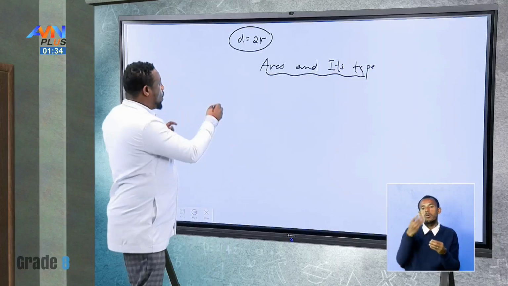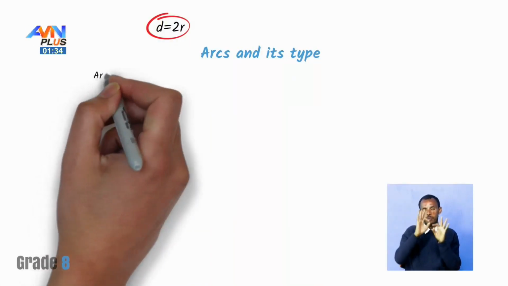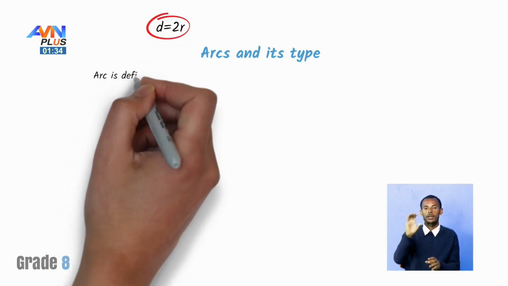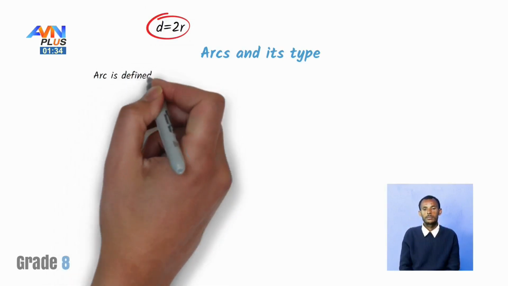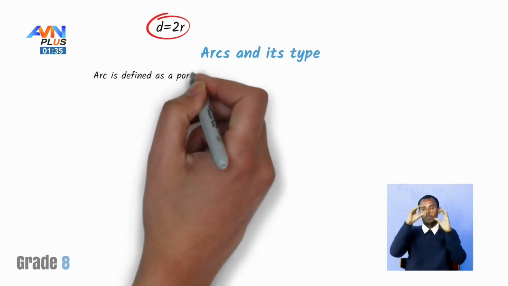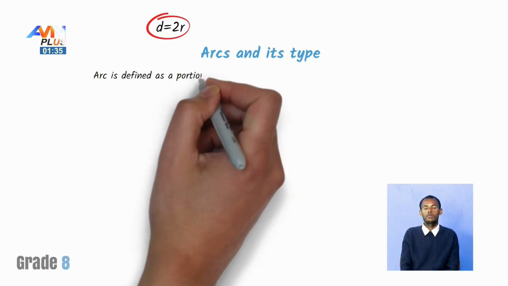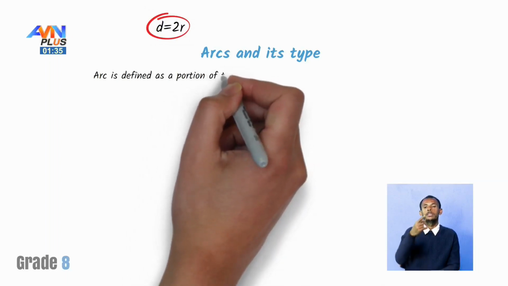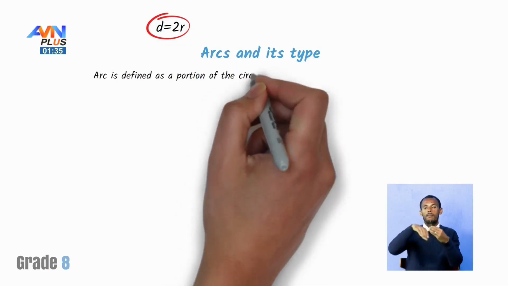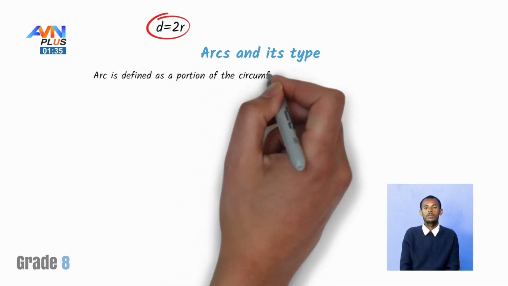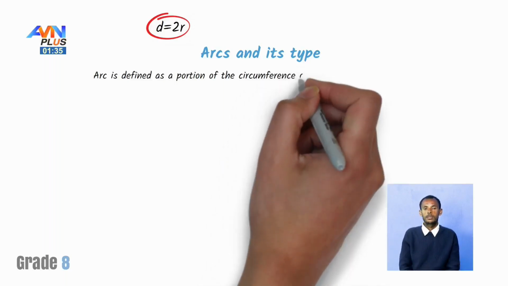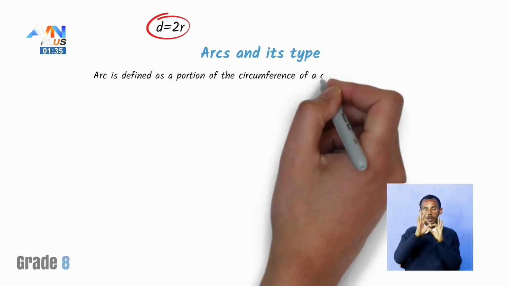So an arc is defined as a portion of the circumference of a circle.